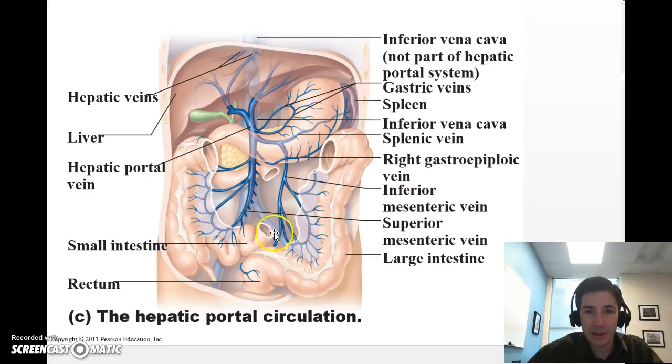So if you look here, here's mesenteric, the splenic and gastric veins all merge to form the hepatic portal vein, which then dumps the blood into the liver. The liver is going to do its processing or filtration of the blood, and then it is going to be drained by the hepatic veins, which then dump the blood into the inferior vena cava.